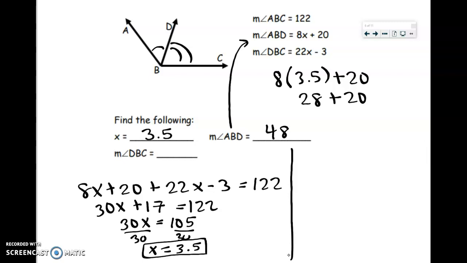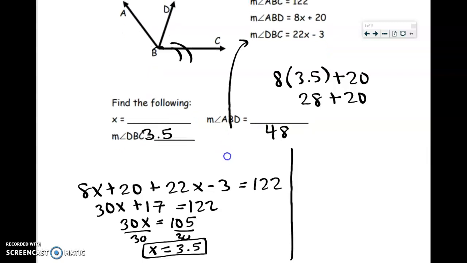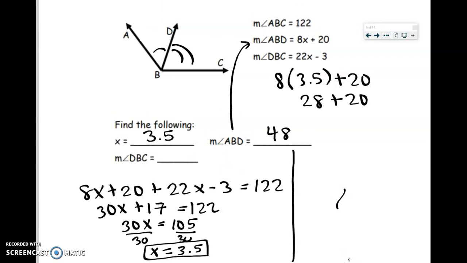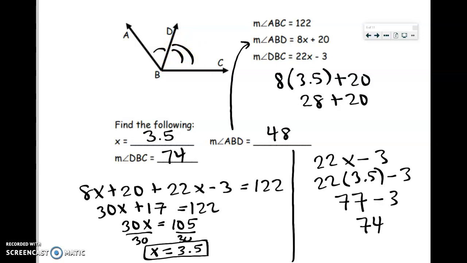And now let's find the measure of DBC. All right, measure of DBC, that is the 22x minus 3. 22 times 3.5 minus 3. Go ahead and simplify that out to find the measure of angle DBC up here. If you said 74, you are correct.